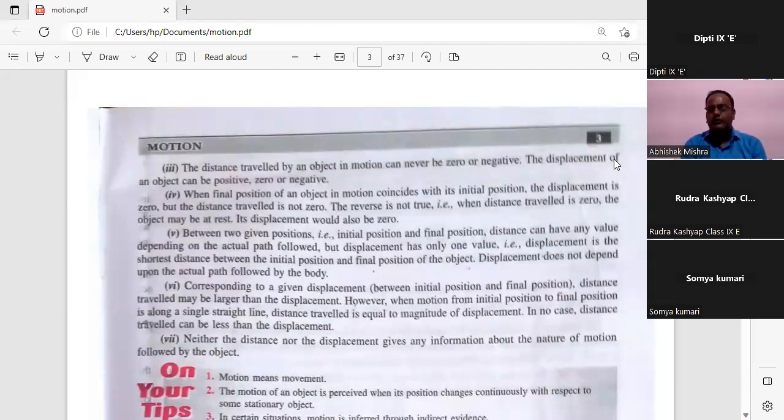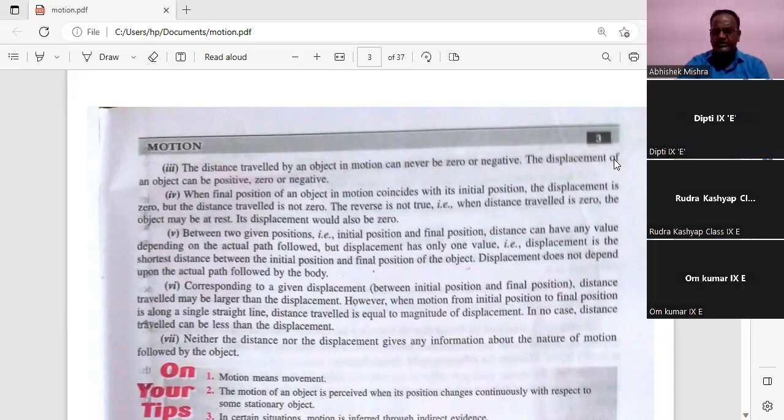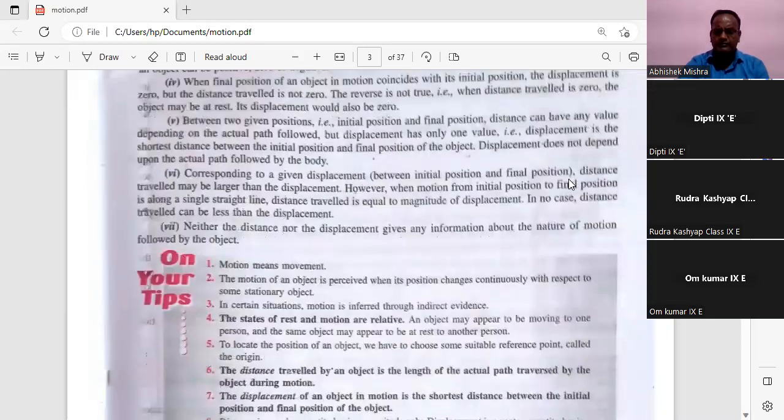Why? Because when the final position of the body, yes, Dipti, you have raised your hand. Do you want to say anything? Dipti, you want to say anything? You have raised your hand again. No, sir. Okay.